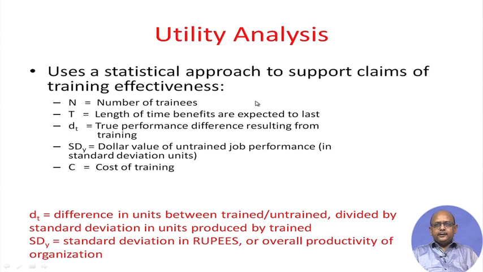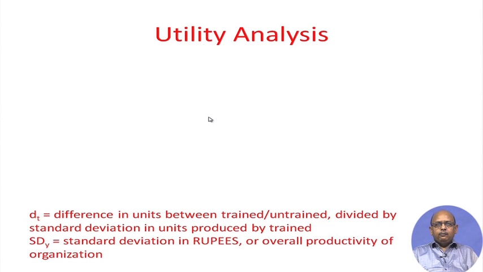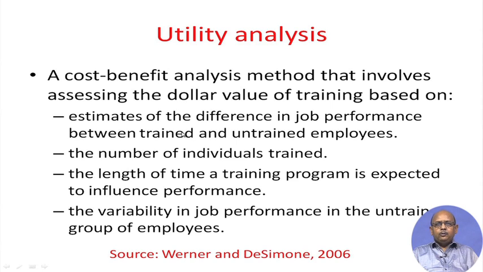So, this is the statistical approach to identify support claims for training effectiveness. So, you can do this kind of analysis. For example, if you look at this part, the first part, what we did, you have to identify these 4 things and that is to be calculated.